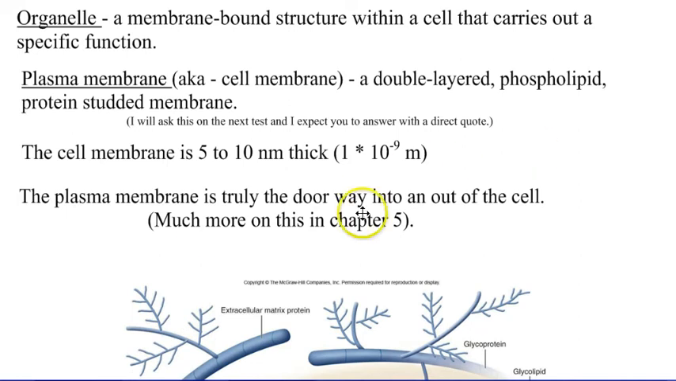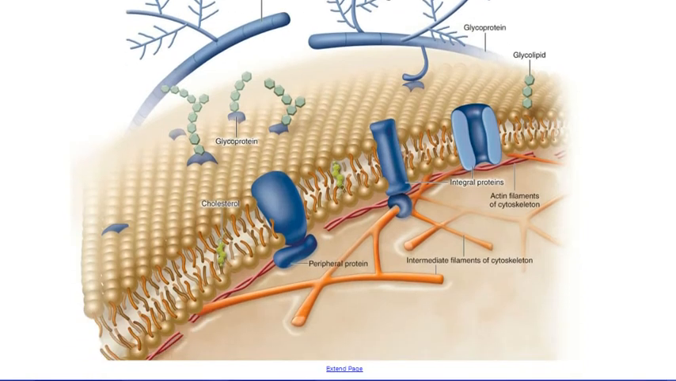Okay. The cell membrane itself is actually quite thin. It's only about 5 to 10 nanometers thick. Now a nanometer, if you recall, a micron is a millionth of a meter, so a nanometer is a thousandth of that. It's a billionth of a meter. It's very, very small. And as we talked about before, the plasma membrane is the only way that stuff gets in and out of a cell.